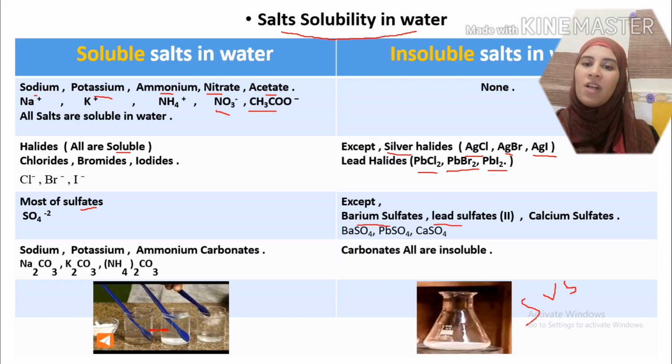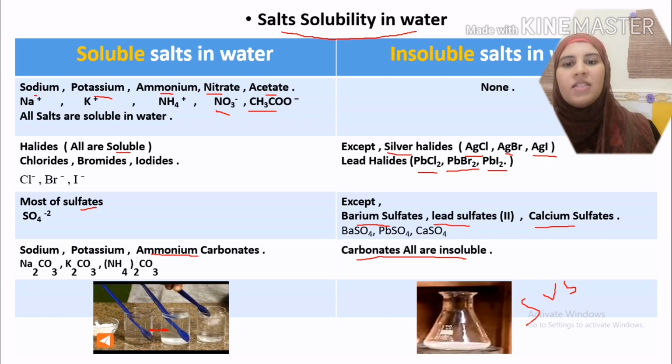They can form a suspension. All carbonates are insoluble in water, except carbonates containing the following cations: sodium, potassium, or ammonium. All of these carbonates are soluble in water and can form a solution. So you must memorize the different types of salts.